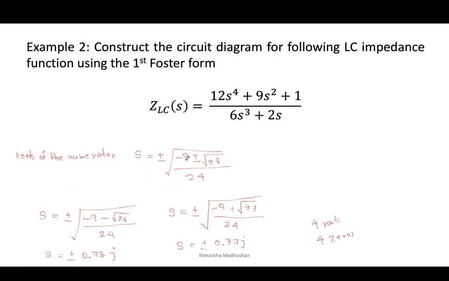And we consider the denominator. We can rewrite it as 2s times 3s squared plus 1. Roots are s equal to 0 and s equal to plus or minus j over square root 3. These are the poles.